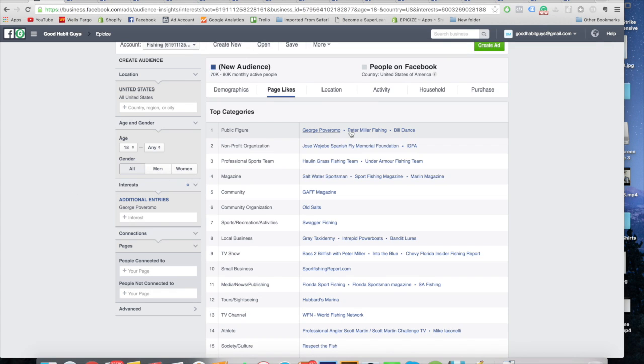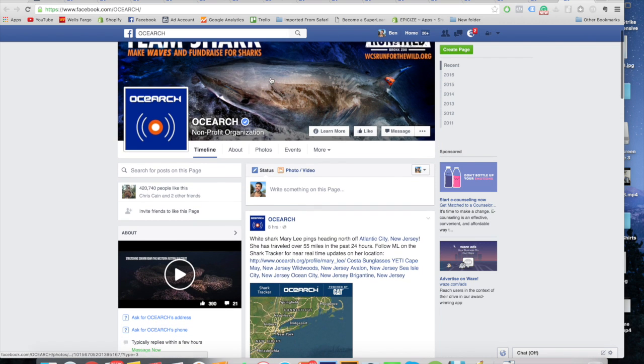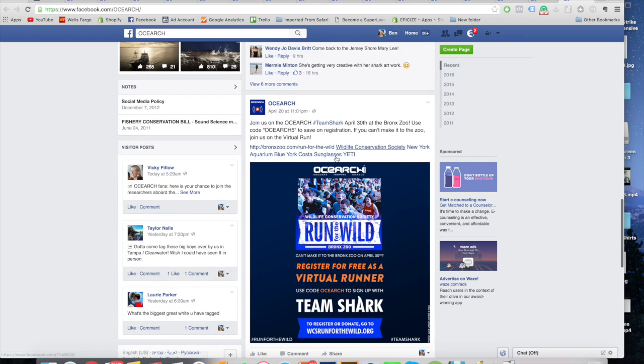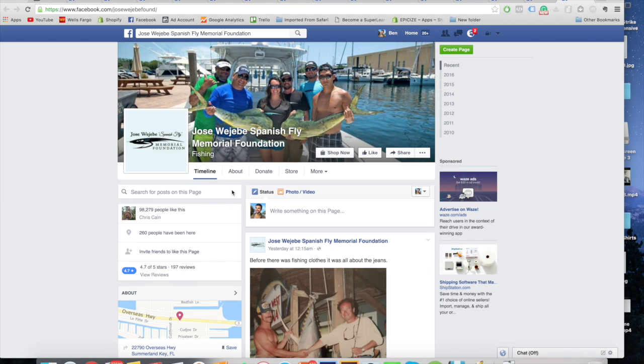Okay, so we got George here. Okay. So the waves and a fundraise for sharks. So this is just a fundraising for sharks. I don't think it has to do with people that are related to fishing. Joe's Spanish Fly Memorial Foundation fishing.